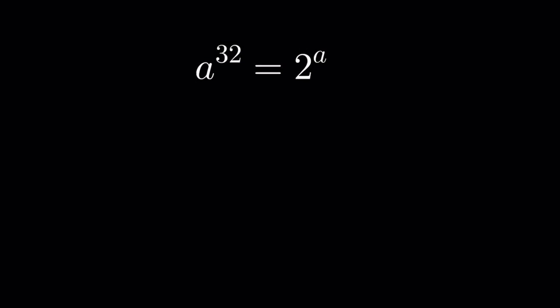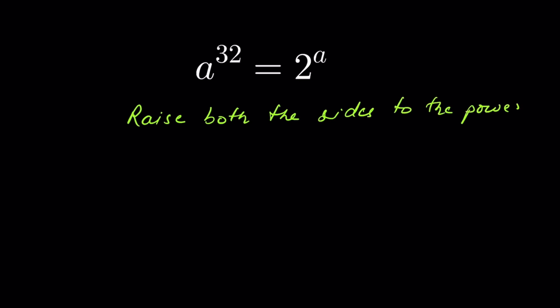a to the power 32 is equal to 2 to the power a. Find the value of a. So if we raise both the sides to the power of 1 upon 32a, in that way we can remove 32 from left hand side and a from right hand side, so that we can get numbers to one side and variables to one side.